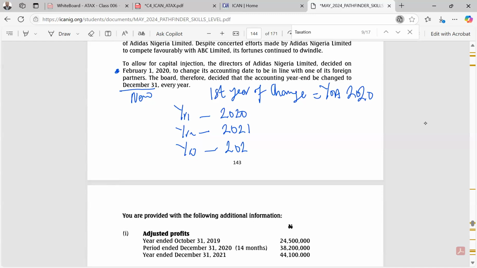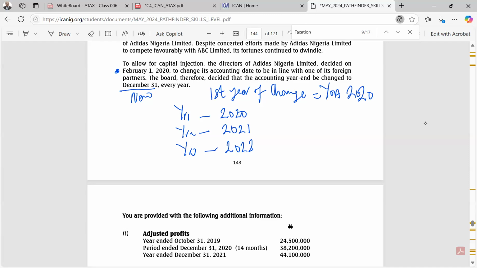Sorry, please, I'm confused here. Say for example, they did not change the dates and it still started from November 2019 and ended in October 2020. Normally, if they didn't make that decision, and we're doing the year of assessment in 2021, because it's based on preceding year basis, it's going to be from November 2019 to October 2020, right?